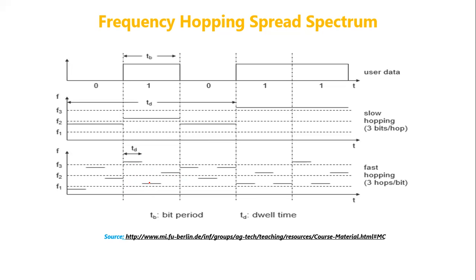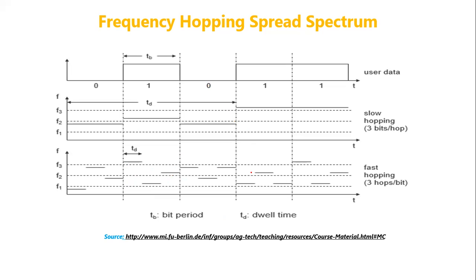So here also the concept is the same, that is, the transmitter or the receiver hops from one frequency to another frequency even during the time in which only one data bit can be transmitted by the sender. So again for transmitting 0, it is moving from f3 to f2 and then again to f3.